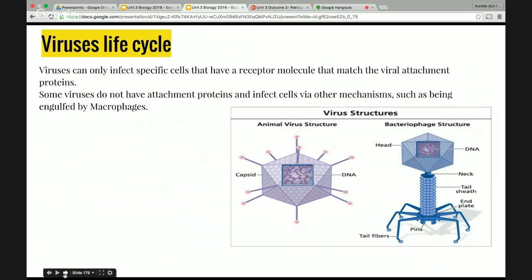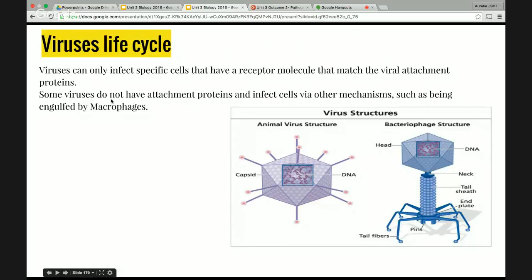The life cycle of a virus. Viruses can only infect specific cells that have a receptor molecule that matches the viral attachment protein. So the virus has a viral attachment protein. So usually those pins or those projections there, those are the viral attachment proteins. Now for them to be able to infect a cell, the cell needs to have a receptor molecule that can attach to those viral attachment proteins. Okay, just like in signal transduction or just like enzymes work, they have to fit into the receptor.